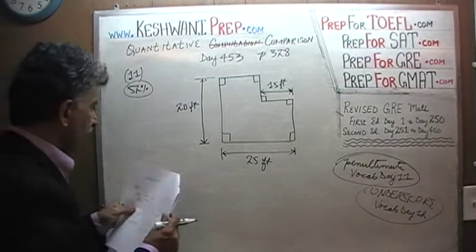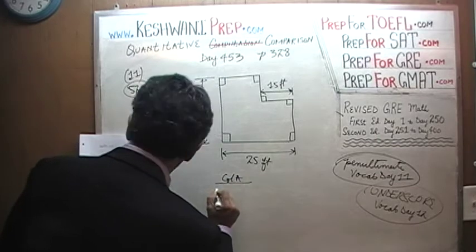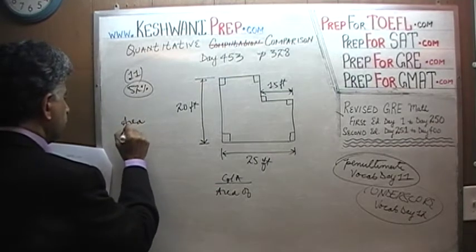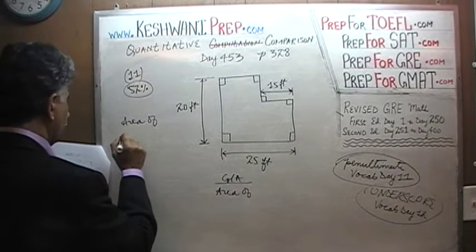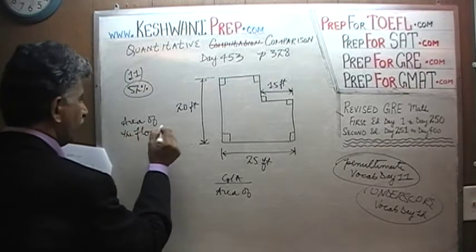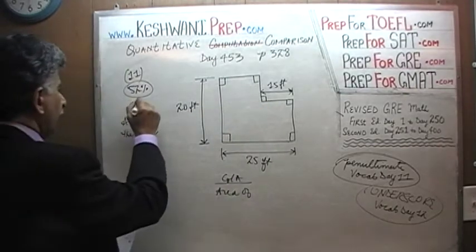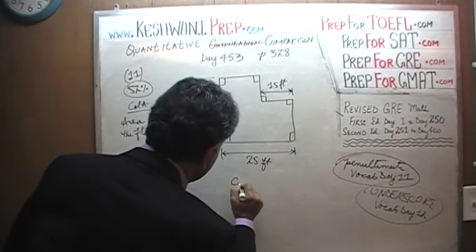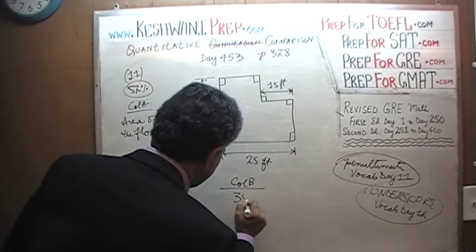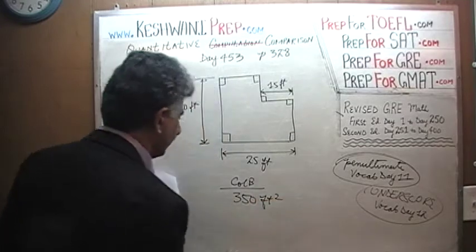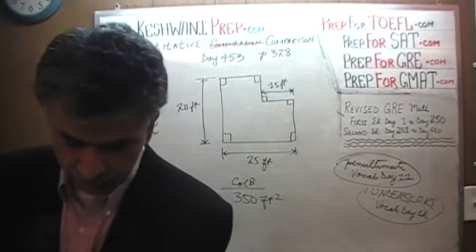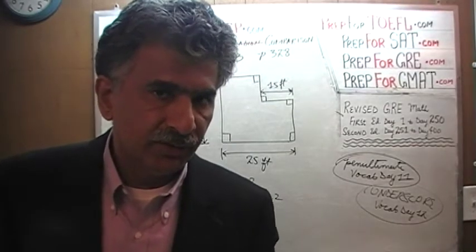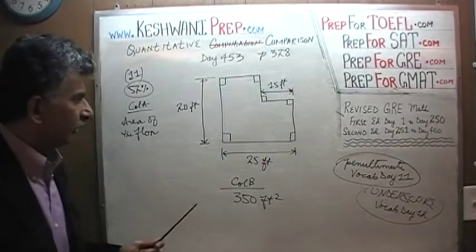What we are being asked to compare is this. Column A, we are told to compare the area of the floor right here that is shown. This is our column A versus column B, which is 350 square feet. In other words, we're being asked whether the area of this floor is equal to, less than, or more than 350 square feet. One more time, these are all right angles.